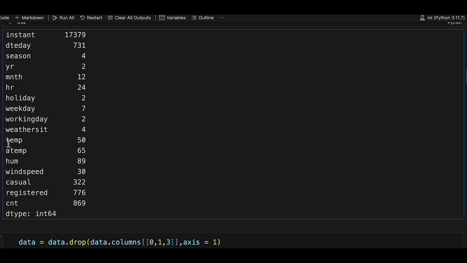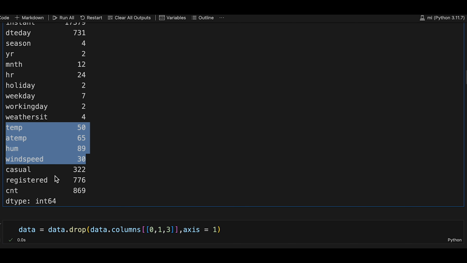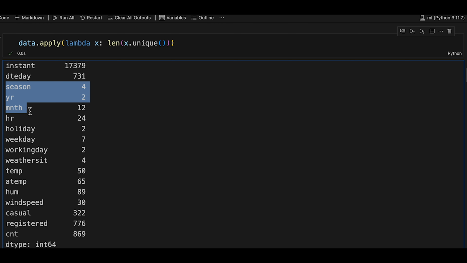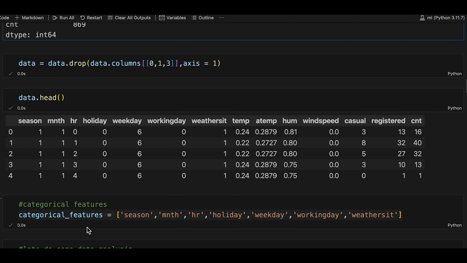So we know that these are all continuous features. Okay. And similarly, all the features apart from instant, date day, and year are categorical features. Okay. I have listed down all the categorical features that we have, that is season, month, hour, holiday, weekday, working day, and weather situation. And now let's try to analyze our data. And why are we doing this analysis?